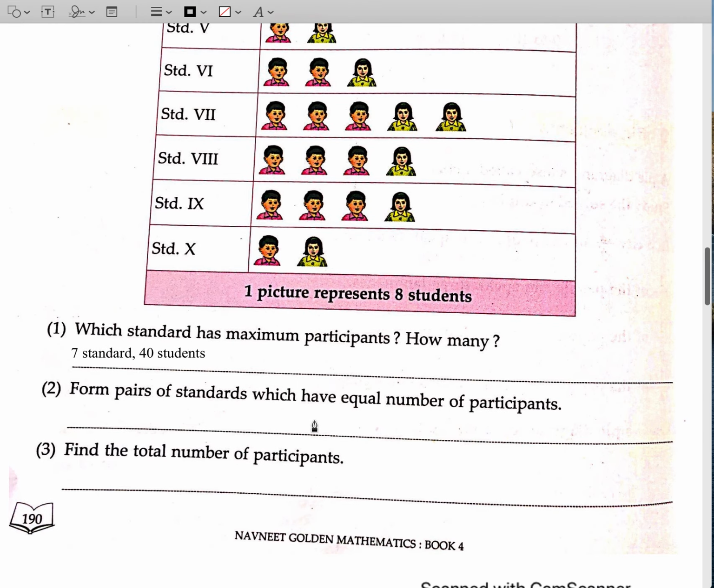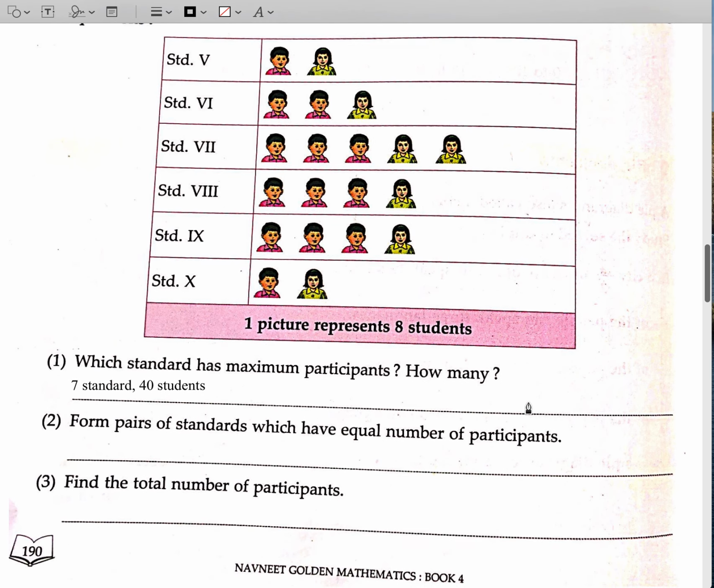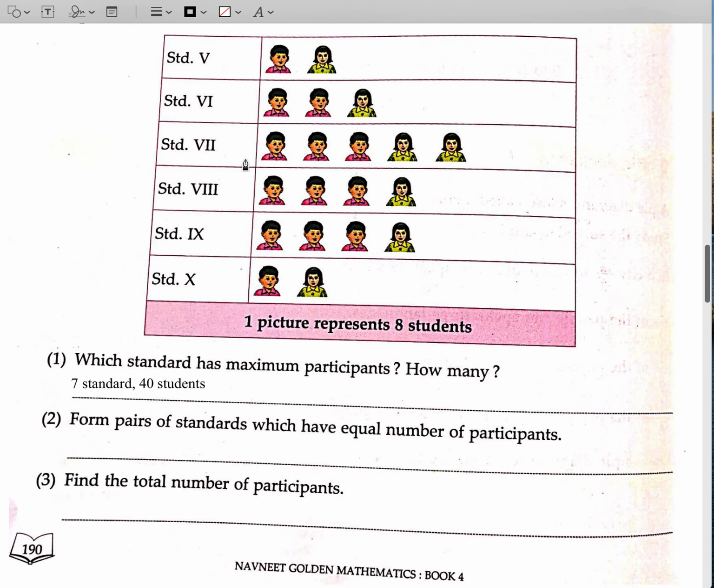Form pairs of standards which have equal number of participants. So that will be 5 and 10. So grade 5 and 10. Then we'll have 4 will be this, 8 and 9. 8 and 9. And the rest have unequal. This is 3 and this is 5.